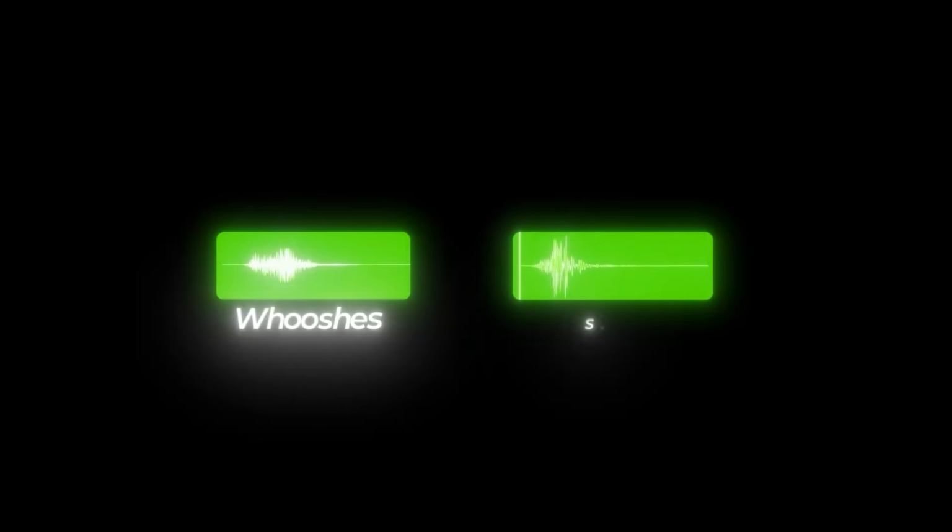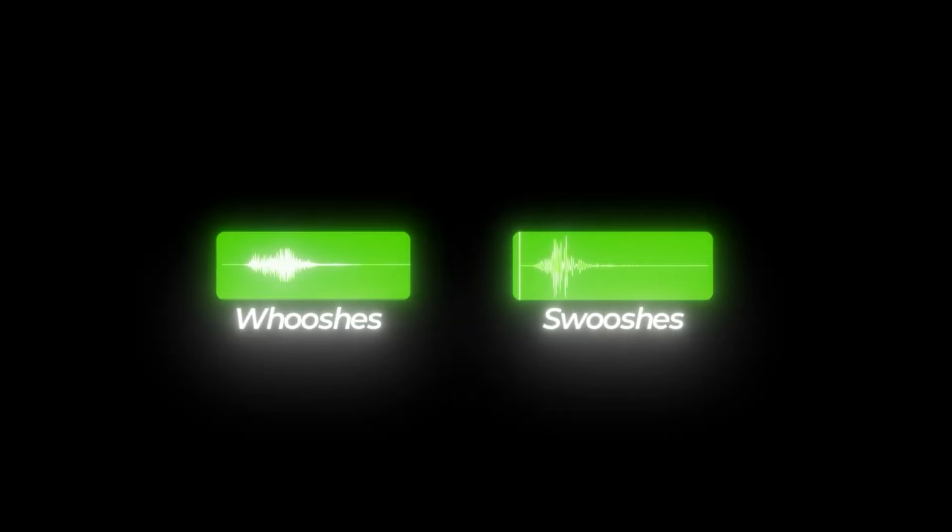And there are more tools we can use. Two of the most underrated sound effects in editing are whooshes and swooshes. They're not just fancy terms, they mimic the sound of air movement. A swoosh is fast and sharp, often used when something moves quickly across the screen. A whoosh is softer, used for smoother, slower movements.